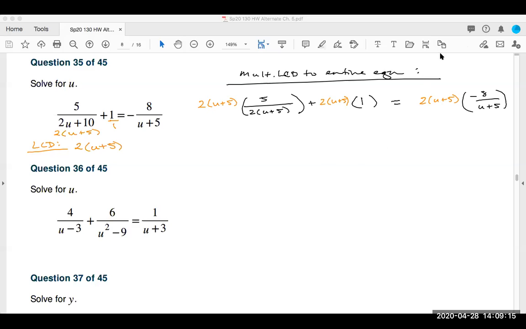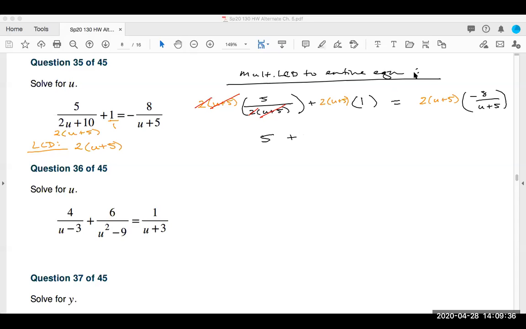Okay, see what cancels. 2 cancels 2, u plus 5 cancels u plus 5. We're left with 5 in the first term. For the next one, nothing cancels. You will multiply straight across.